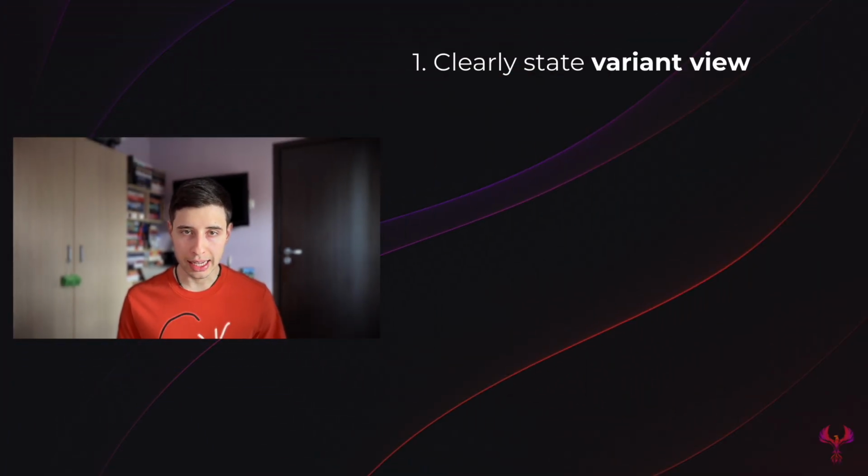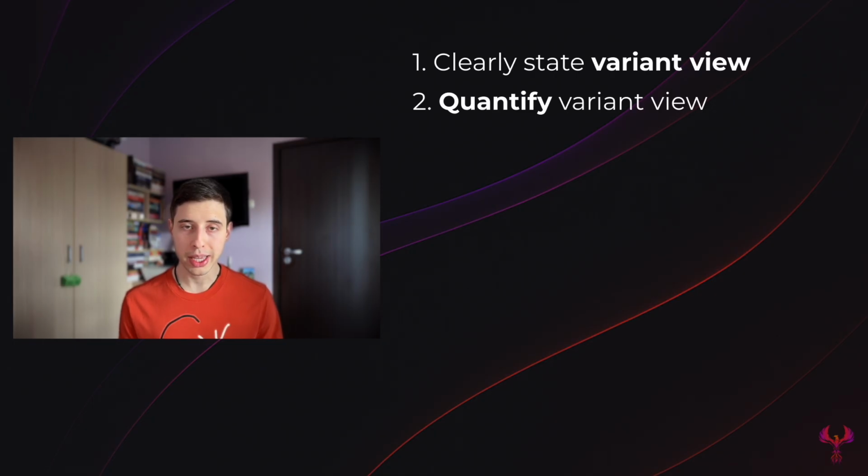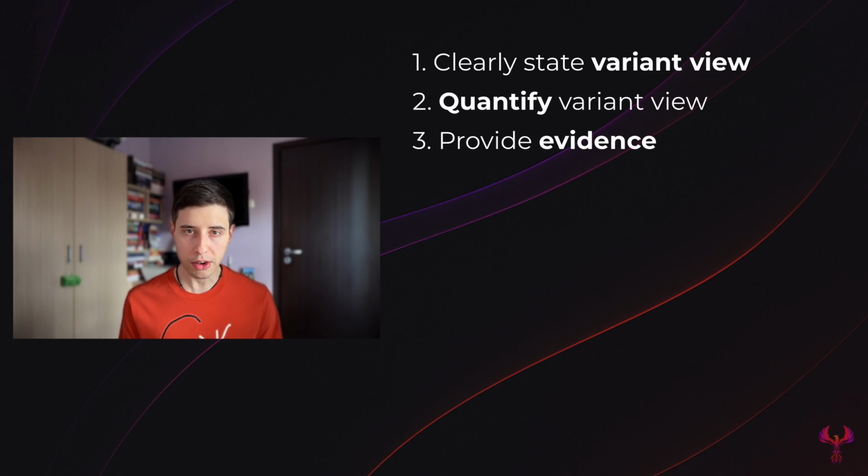Okay, so step 1. Lead with the conclusion and clearly state your variant view. No need to get into any numbers yet. Be as qualitative as you want. Step 2. Quantify your view in terms of KPIs and valuation versus consensus. Step 3. Provide evidence for your variant view. What data supports your variant view?